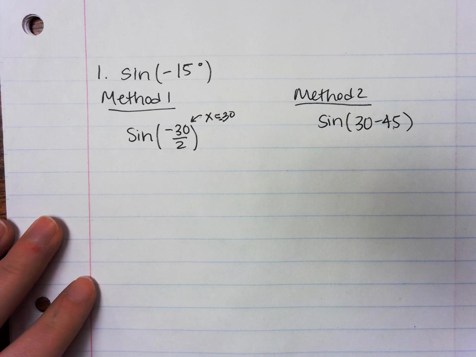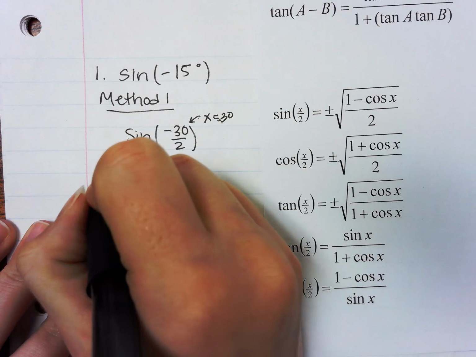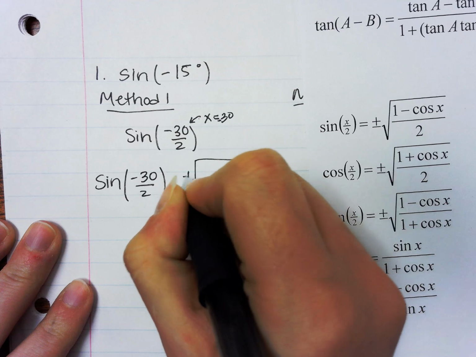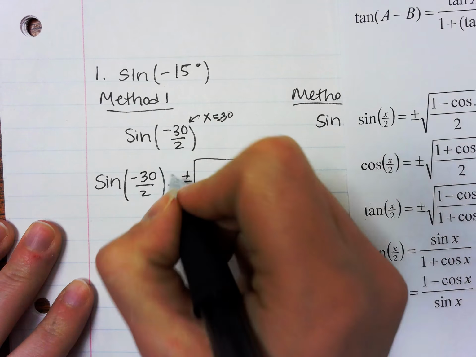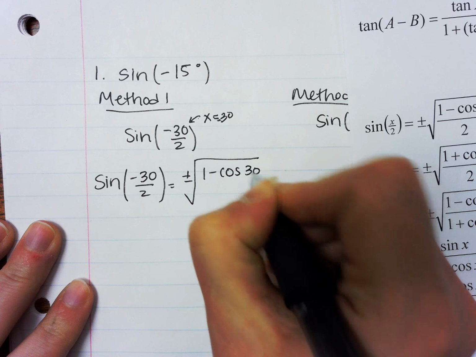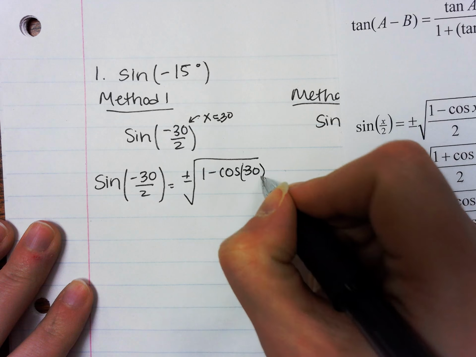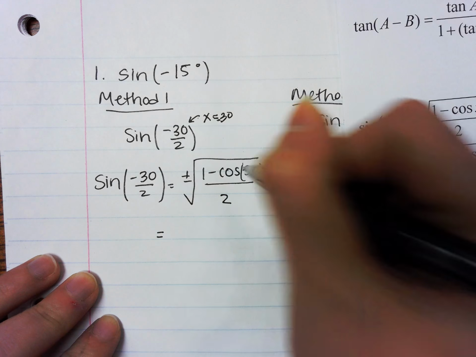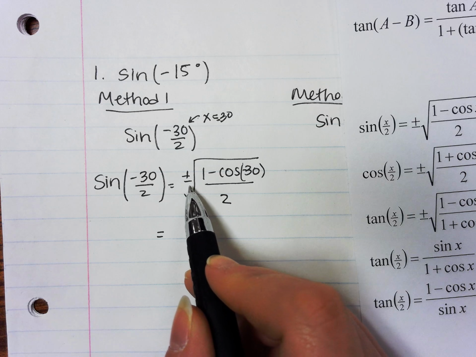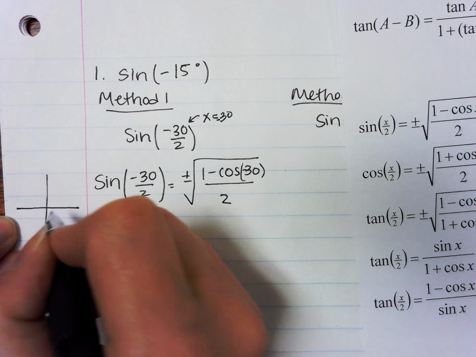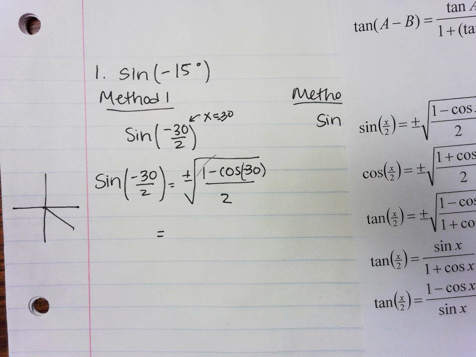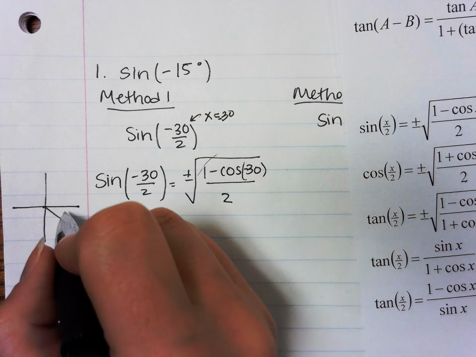So the first one, using our half angle identity, sine of x over 2. So negative 30 over 2 equals plus or minus the square root of 1 minus cosine x over 2, and our x value is negative 30 in this case. And we have to decide what quadrant we're in to decide what positive or negative value we're using. Well, it's negative 30, which means we can find a coterminal angle by adding 30 degrees to that, which would mean it's negative 15. We're going to end up here in quadrant 4.